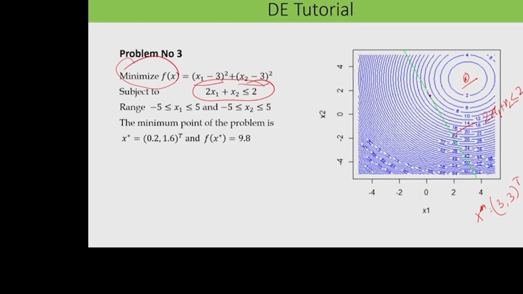Once you put this constraint, the constrained solution is somewhere here, and this solution is minus 2 and 1.6, and the function value is 9.8. So, we will apply differential evolution on these three particular problems. We will try to solve these three problems using differential evolution, and we will use the R platform.